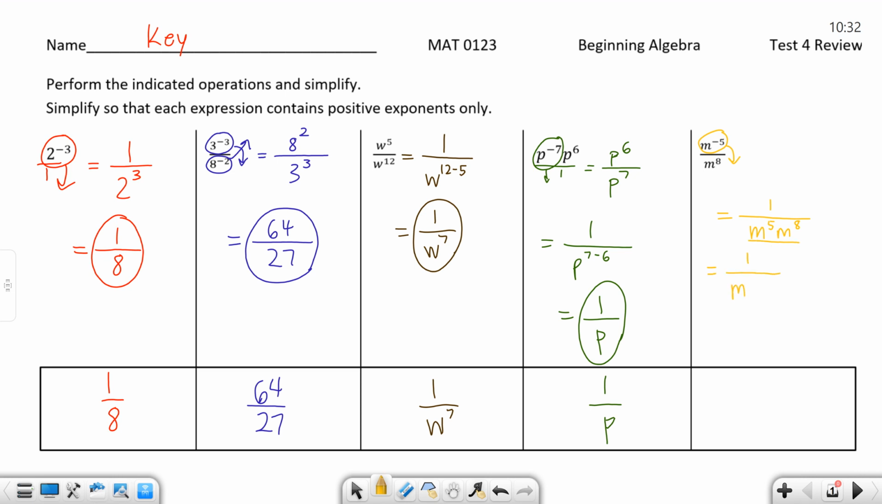Now what do I do when I have like bases? I add them. Even though it's both in the denominator, they're in the same place. So I add them, 5 plus 8. So that is going to be 1 over m to the 13th. So 1 over m to the 13th power.